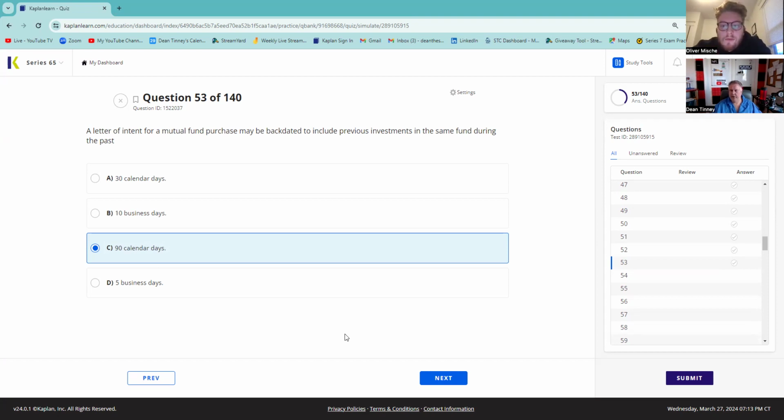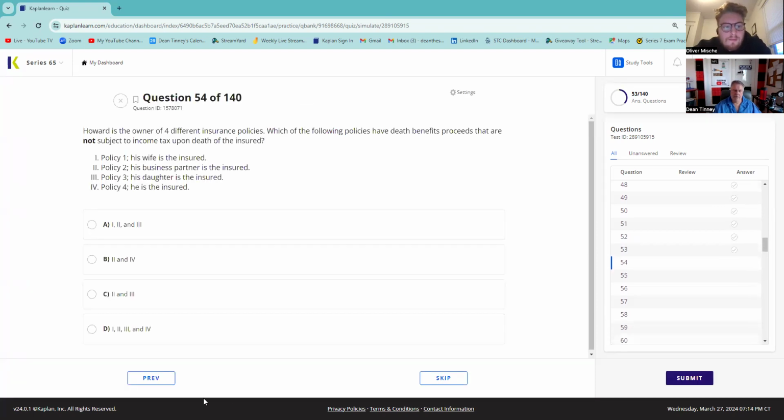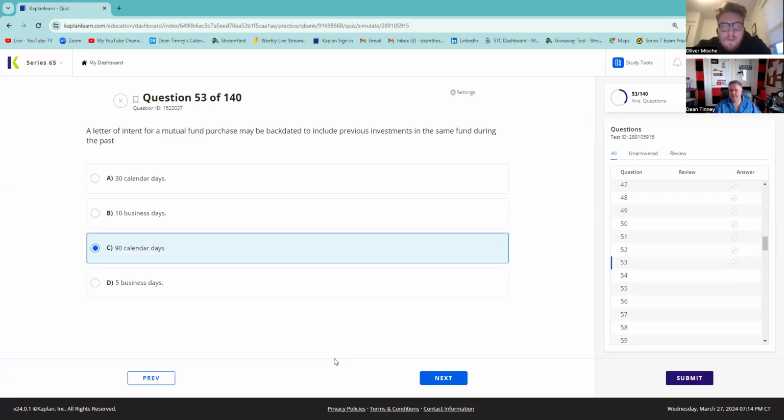Can investment clubs pool their purchases for purposes of meeting a breakpoint? Absolutely not. If we're talking about a breakpoint, are we talking about an A share, a B share, or a C share? We're talking about A share. Right on. Remember, long term with a lot of money to invest. Front-end sales load. Good job. What is the maximum sales charge on a mutual fund? 8.5%. Right on.